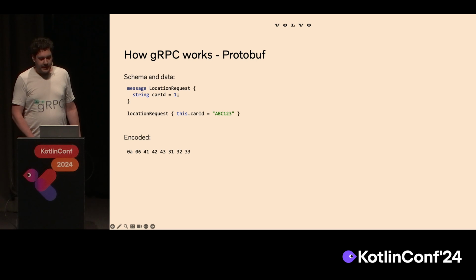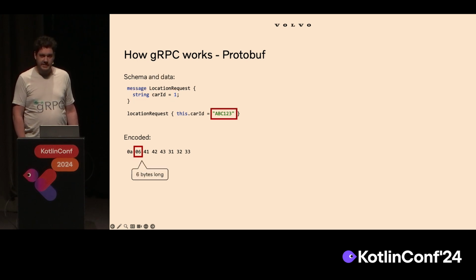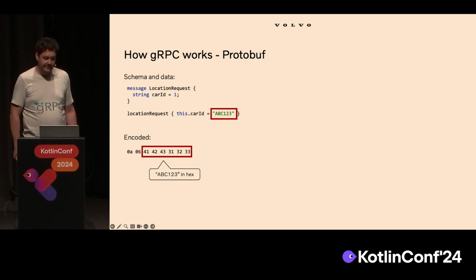So if we go back to our schema again, specifically we look at the request message. This is a single string field, car ID. And if we create this message with car ID ABC123, this message encodes to 8 bytes. The equivalent JSON would be 18 bytes. We start with a tag. 0A means it's field 1 of type string. 06 means 6 bytes. ABC123 is ASCII encoding to this, 6 bytes.